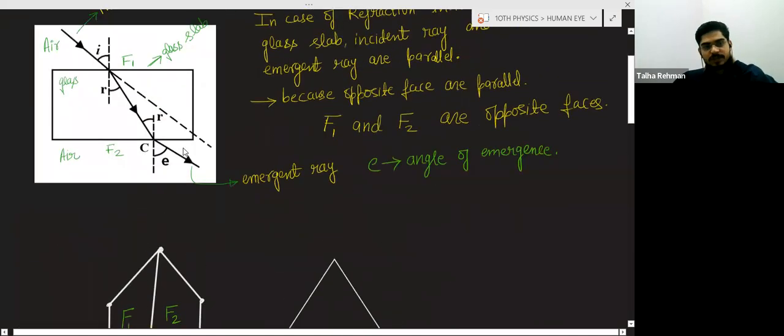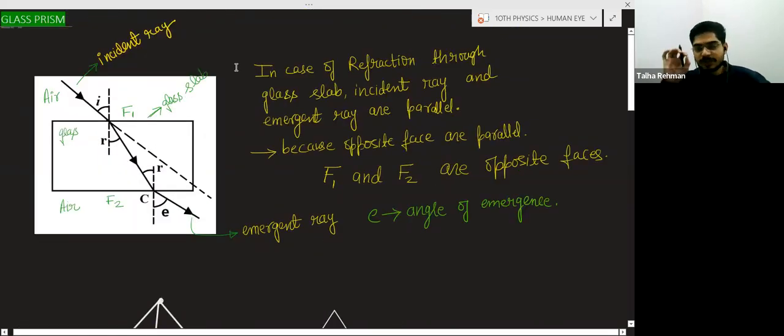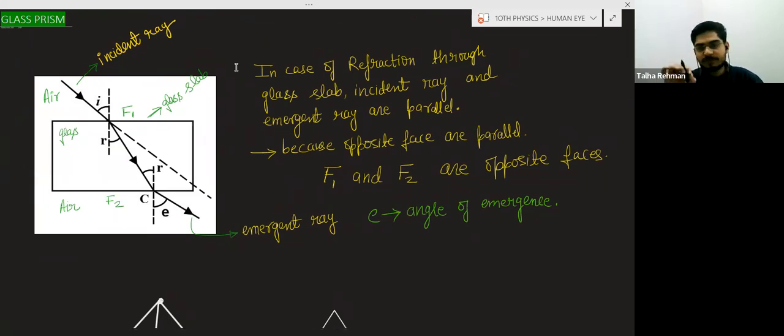Azaan, please write down. Both these concepts should be clear to you properly. What happens in the examination also? The examiner can ask you what happens when a light ray is incident on the glass prism, or on the glass slab.